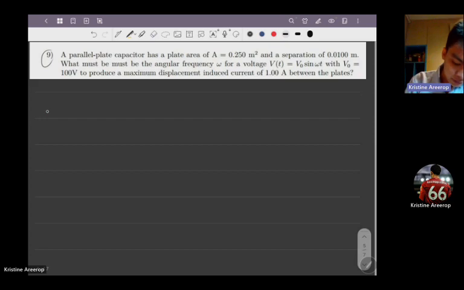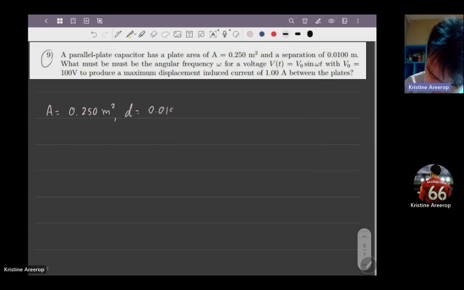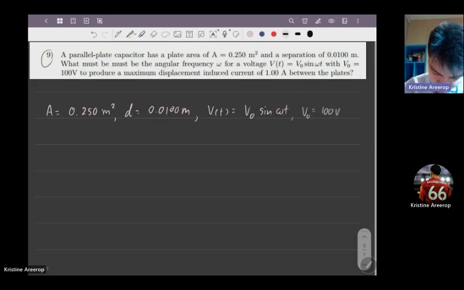Now we have A equal 0.250 square meter, and we have d equal 0.0100 meter, and we have V(t) equal V0 sine omega t, and V0 equal 100 volts. I_d max, or maximum displacement induced current, equals 1.00 ampere.